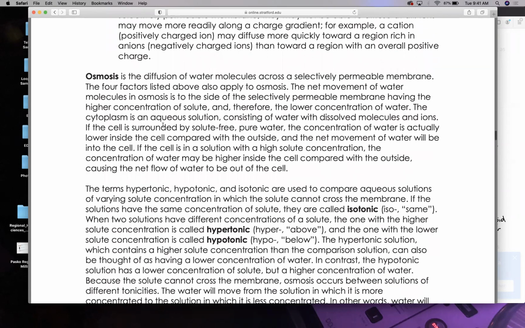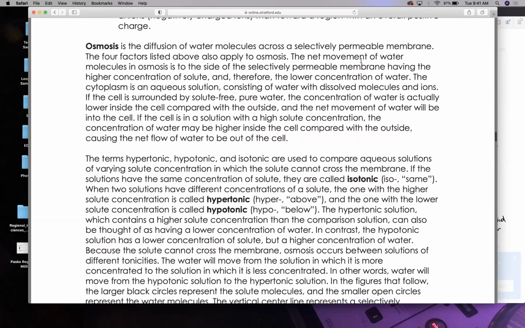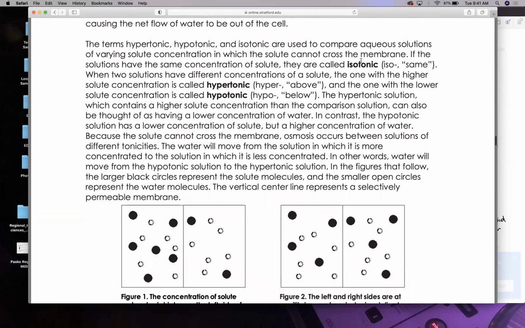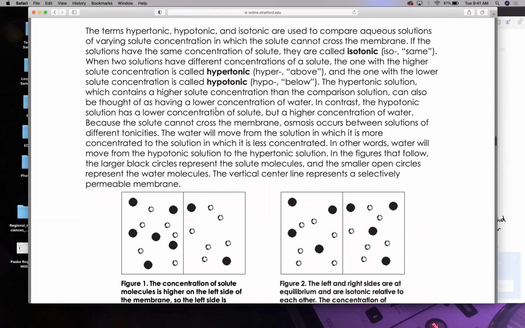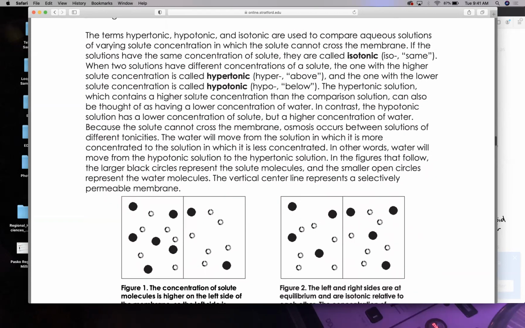So let's talk about osmosis, because our whole entire body has these cells. And these cells, for all intents and purposes, are permeable membranes or selective semi-permeable membranes. So let's talk about these kinds of solutions. You have isotonic, hypertonic, and hypotonic. So isotonic, if you look at the prefix, means the same or the same tone.